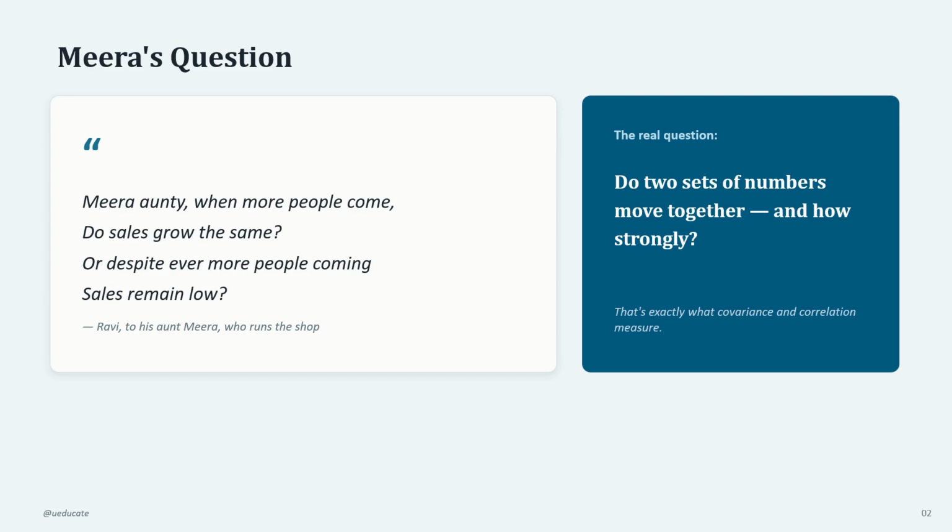So the question is, do the two sets of numbers move together and how strongly? Mira doesn't know. She never actually measures it. That's exactly the question, and that's exactly where covariance and correlation come into play. By the end of this video, you'll know how to calculate both in Excel and, more importantly, how to read what that number is telling you.